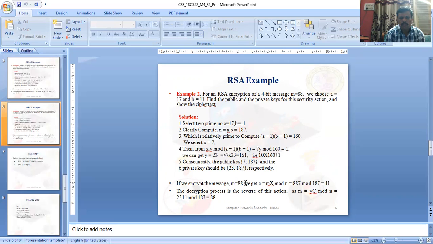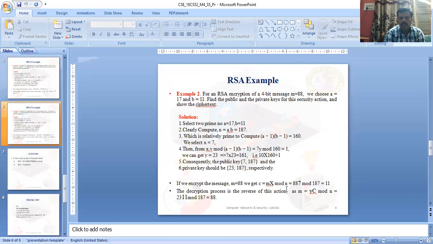To encrypt the message, m is given to you, and you calculate the ciphertext. C is equal to the message m to the power of x. The given value is 88 to the power of 7 mod 187. You can get the ciphertext as 11. The decryption process is the reverse of this action, and m is the plain text. We want to get back the given plain text, 88.